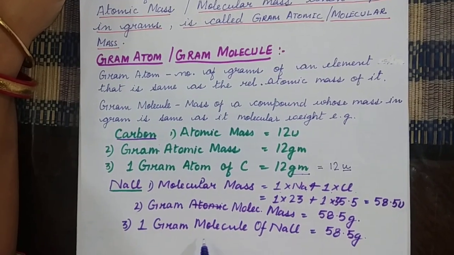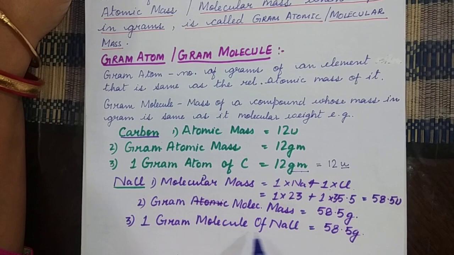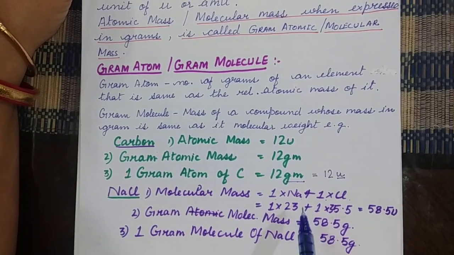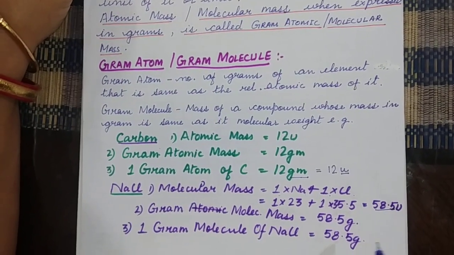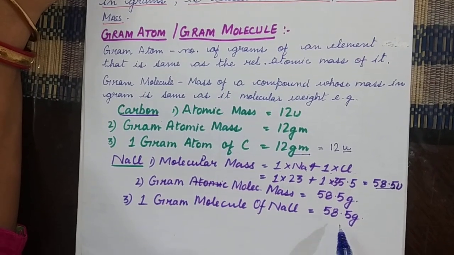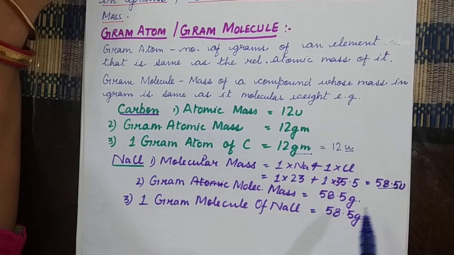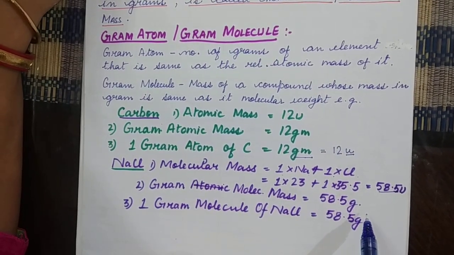Now when we say 1 gram molecule of NaCl, remember that 1 gram molecule of NaCl will have the same magnitude as the relative molecular mass. And whenever we are working with the mole concept, we cannot work with the molecular mass or the relative molecular mass. Instead, we have to work with the gram atomic or gram molecular mass.